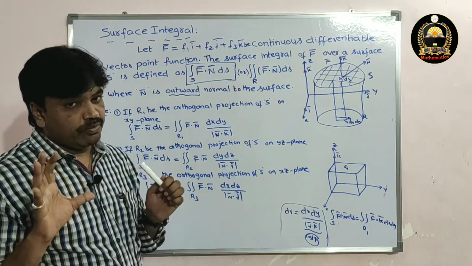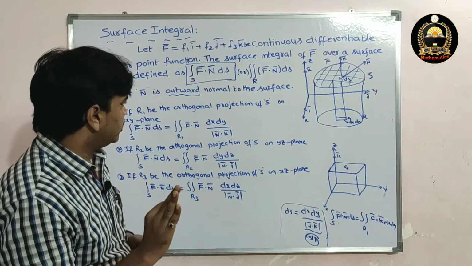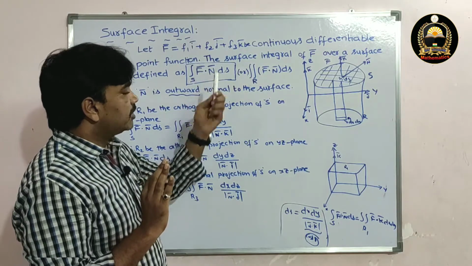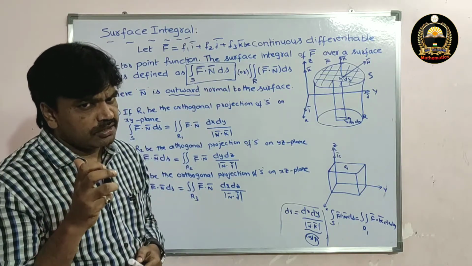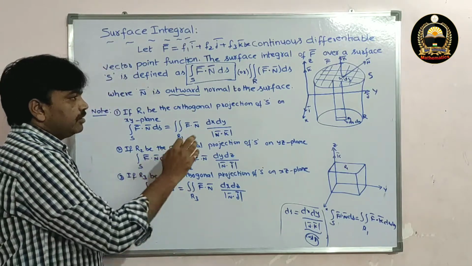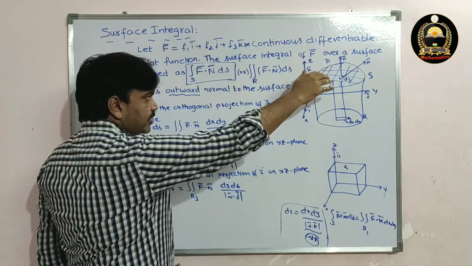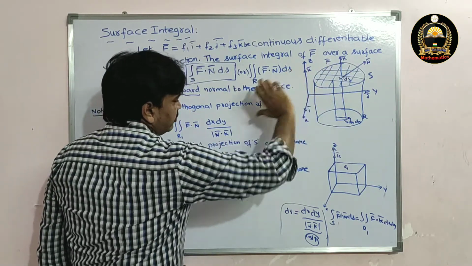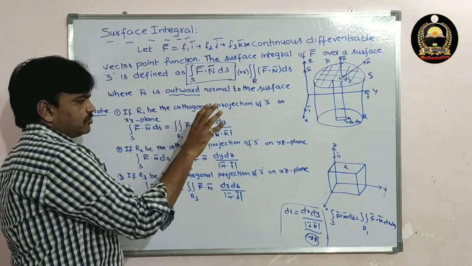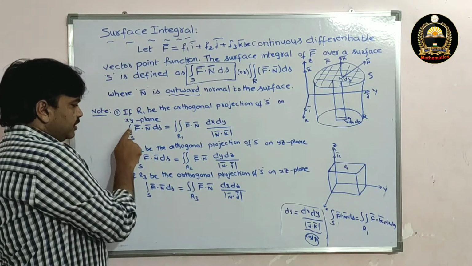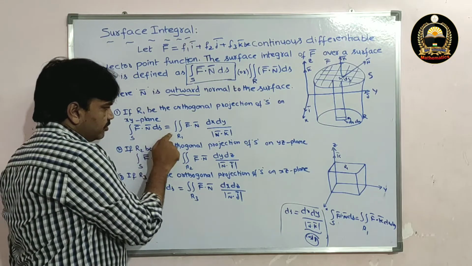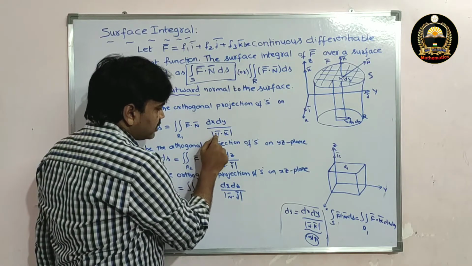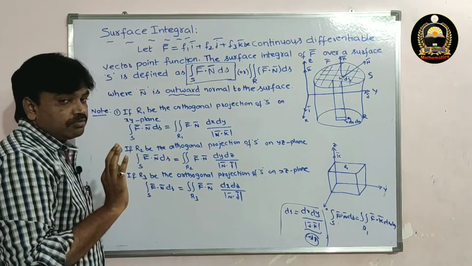Once again, this is very important students. What is the surface integral? It is the integral of f bar dot n bar ds. To evaluate the surface integral, we use formulas. If there is any surface, we take its projection on the xy plane, yz plane or xz plane. If I take the xy plane, then the double integral over S of f bar dot n bar ds becomes the double integral over R1 of f bar dot n bar dx dy by modulus n bar dot k bar.